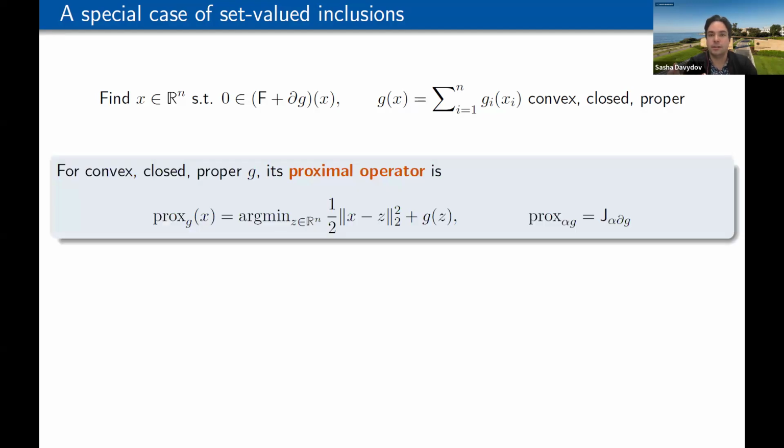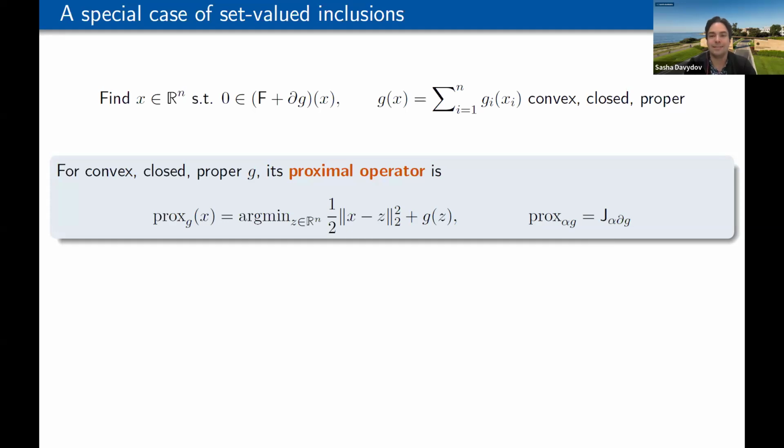The key tool first is understanding the proximal operator of a closed, convex, and proper mapping G. Its proximal operator is defined like so, and for closed, convex, proper G, it's always well-defined. Drawing the connection to everything I introduced for monotone operators, the proximal operator of this convex, closed, proper G is just equal to the resolvent of its subdifferential. This is a well-known result going back to Rockafellar.